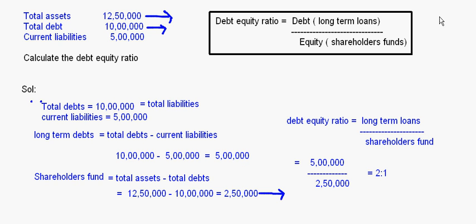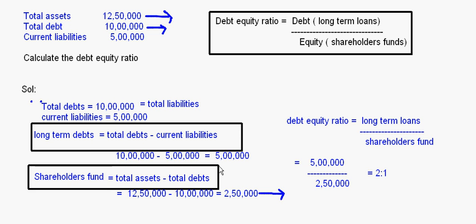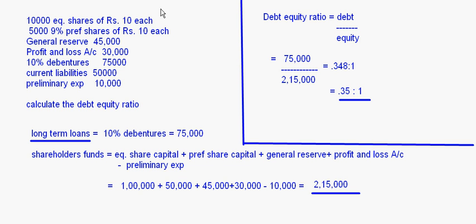And one more thing you have to remember is this one, which I have written here: long term debts is equal to total debts minus current liabilities, and shareholders fund is equal to total assets minus total debts, right? So we have seen two examples of debt equity ratio here, different types of examples. So with that, I come to the end of this topic on debt equity ratio. Thank you.